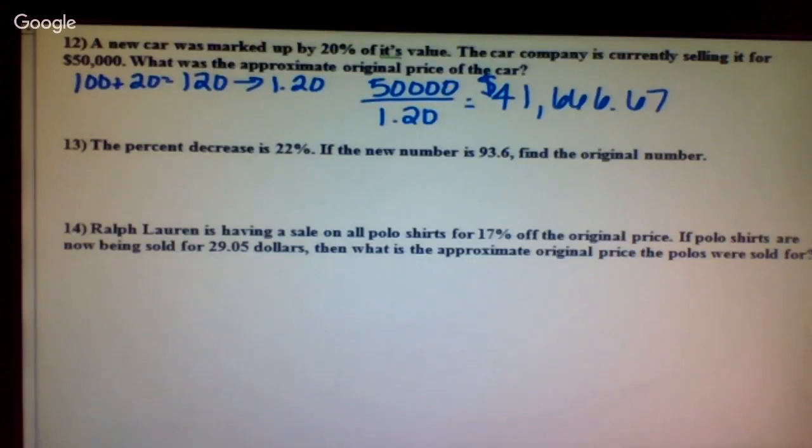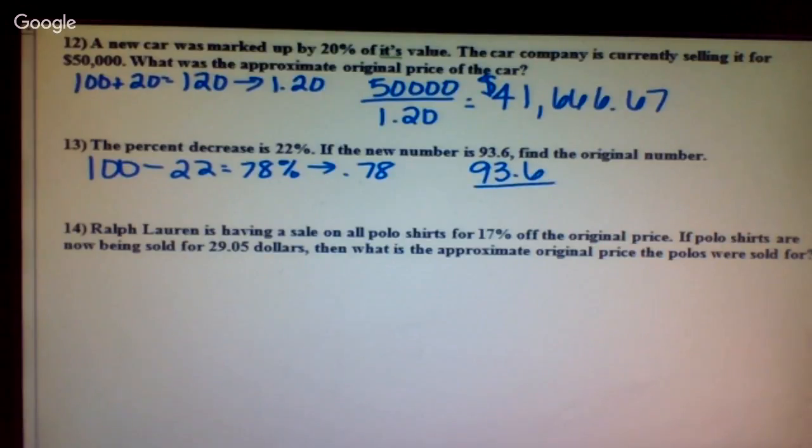Okay, number 13, the percent decrease is 22%. So we're going down. So how much are we paying? 78%. Written as a decimal is 0.78. Okay, they give us the new number. They want us to find the original, so we must divide. 120.